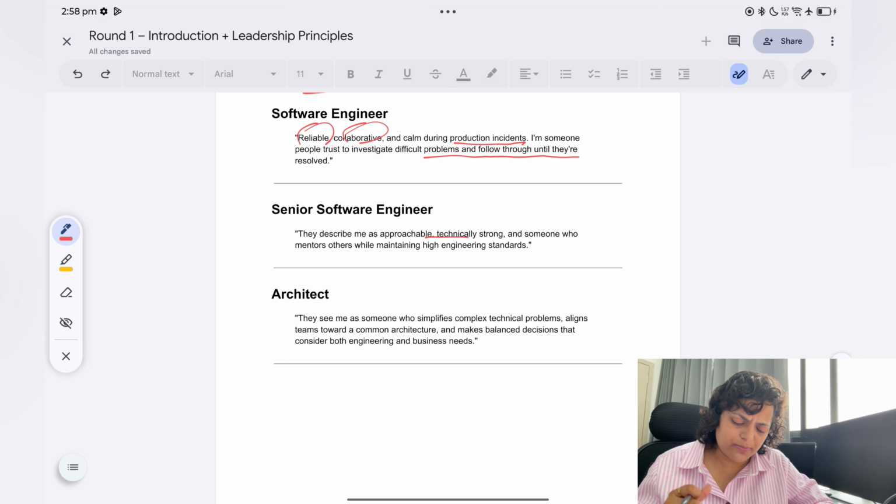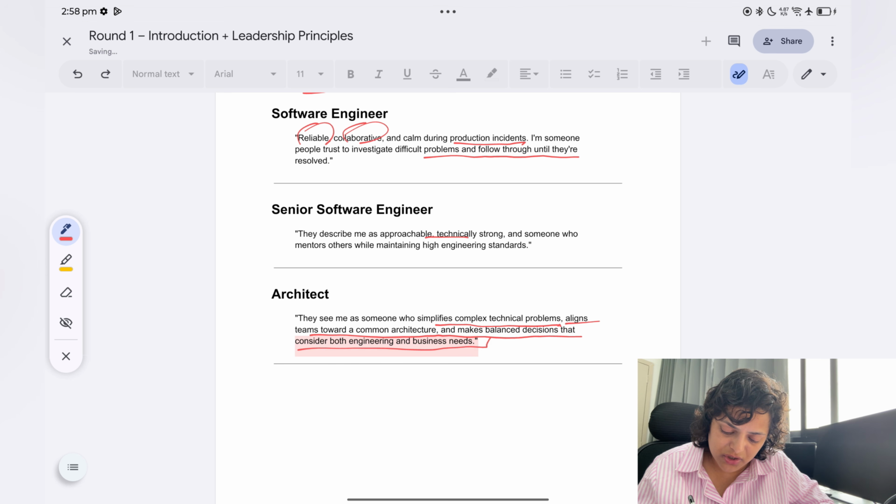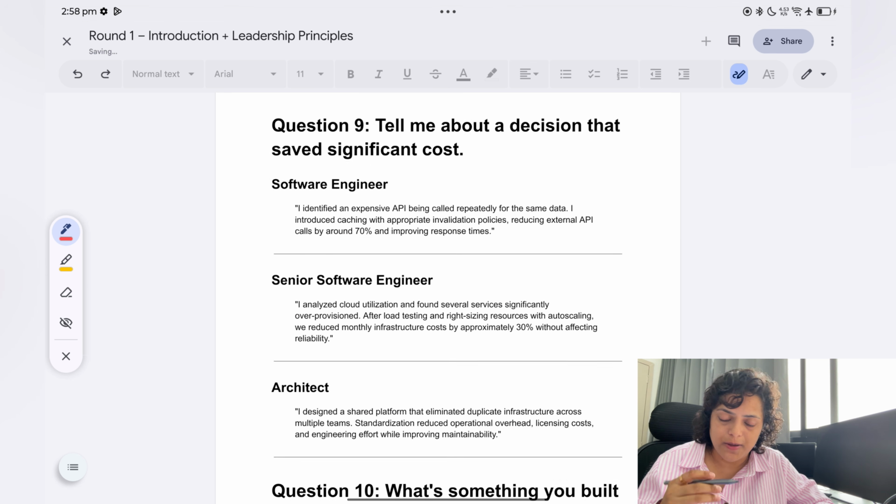So now what is expected from an architect in this case? They see me as someone who simplifies complex technical problems, aligns teams toward a common architecture, and makes balanced decisions that consider both engineering and business needs.